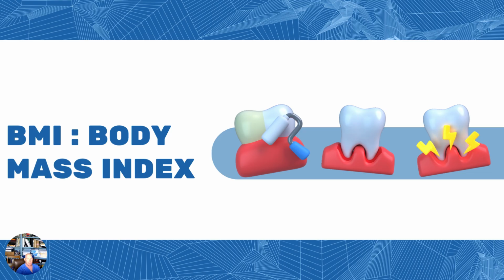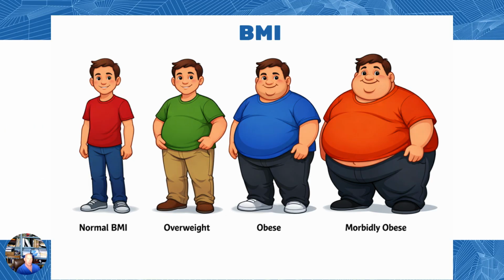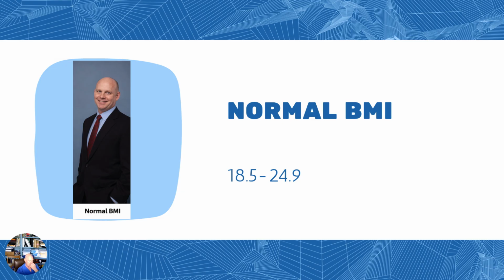Body mass index is weight in kilograms divided by height in meters squared. This is just a picture diagram that shows you normal BMI, overweight BMI, obese BMI, and morbidly obese BMI. Normal BMI is between 18.5 and 24.9.